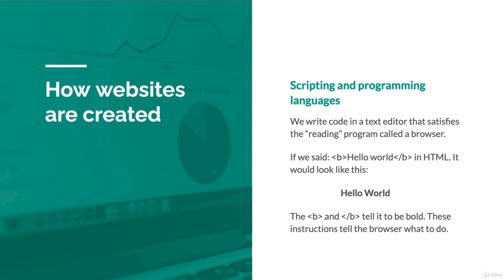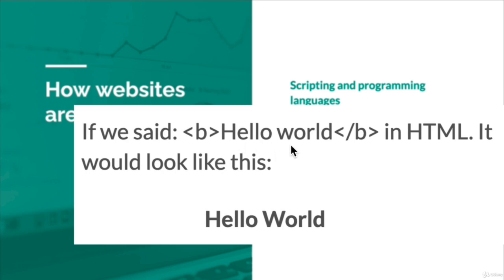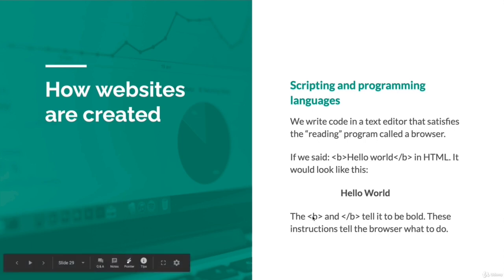Now, we write all of our code in a text editor that satisfies the program's ability to read your code. And that program is your browser. So if we said, right in here, less than b greater than hello world, less than / b greater than, in HTML, it would look like this. It would be bold. This b and this b tell it to be bold. These are instructions for what your browser needs to do.